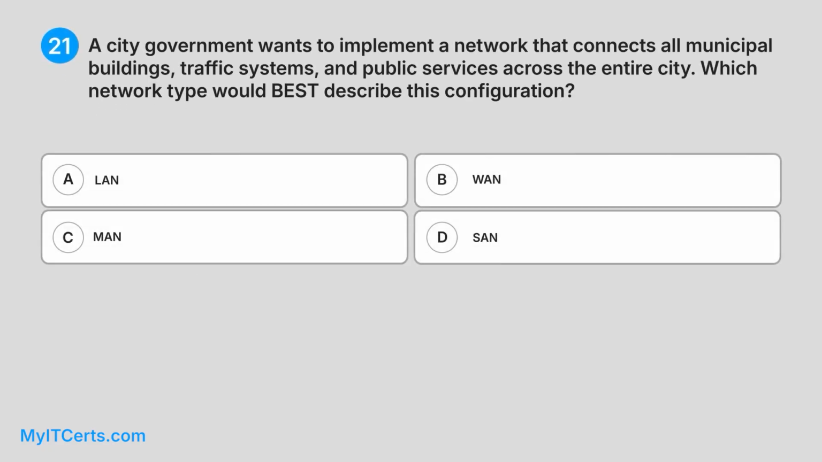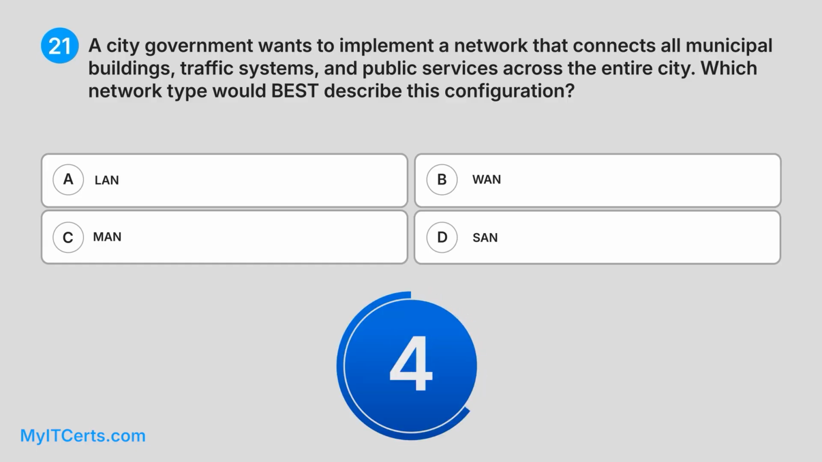21. A city government wants to implement a network that connects all municipal buildings, traffic systems, and public services across the entire city. Which network type would best describe this configuration? A. LAN. B. WAN. C. MAN. D. SAN. What do you think is the answer?